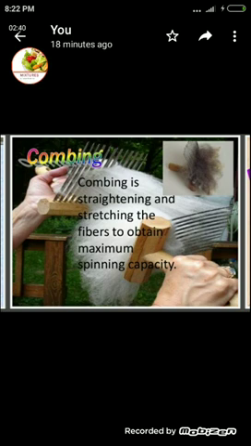Then the next step is combing. Combing is the straightening and stretching of the fiber to obtain maximum spinning capacity.